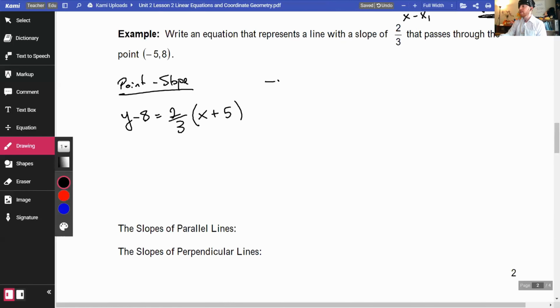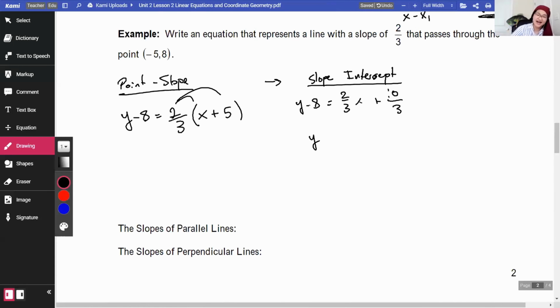How can we move this to the far inferior form, slope-intercept form? We need to distribute that 2/3 to everything inside the parentheses. Distribution, not FOIL, because FOIL makes no sense here. Distribution makes sense. So we have y minus 8 is equal to 2/3 x plus 10/3. And then we need to move the 8 over and add some fractions. 10/3 plus 24/3, which is 24 plus 10, 34.